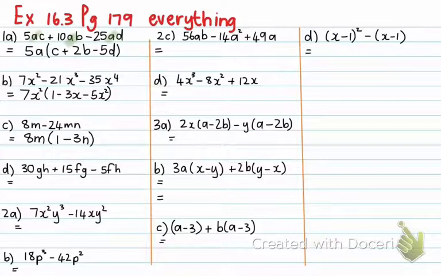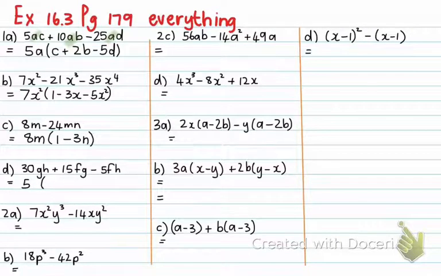Alright guys, to find the common factor between these three terms, let's look at the 30, 15 and the 5. Between those three numbers I can take out a 5, that's a common factor definitely. But I cannot take out a G because there's no G in the last term. I can't take out an F because there's no F in the first term. And I can't take out an H because there's no H in the second term. So 5 is the highest common factor that I can take out.